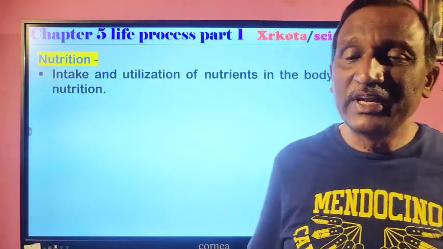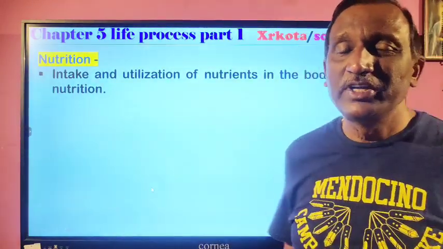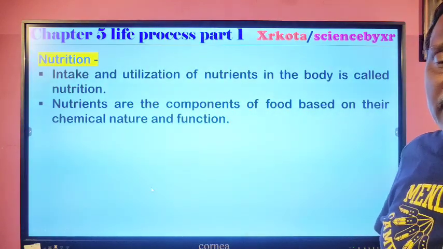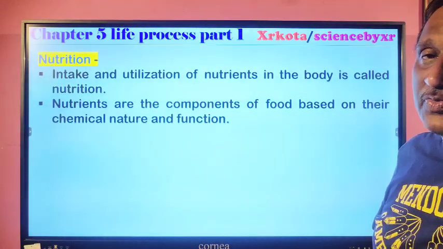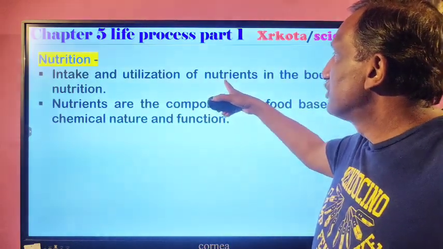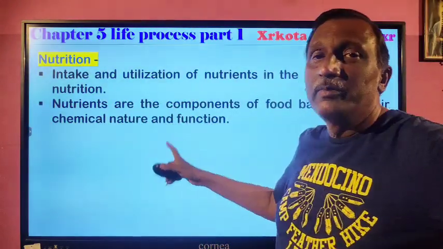So intake and utilization of nutrients in the body is called nutrition. Okay, and nutrients are the components of food. Now, intake and utilization of nutrients. Now, what are nutrients? Nutrients are the components of food.